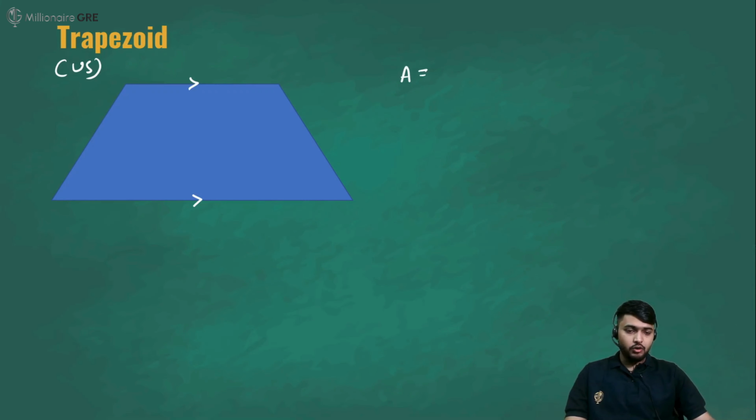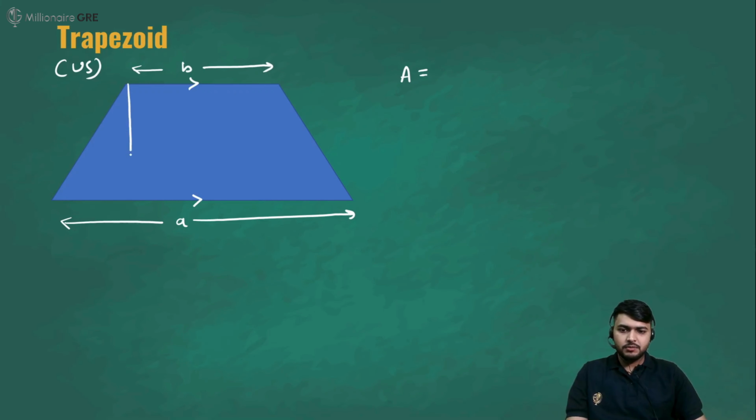You have to know how to find the area of a trapezoid. Let's try and derive it. Though it's not important to know the derivation, you have to know the formula. But still, let's try and derive the area of a trapezoid. Let's take this length as A and this length as B, and the distance between the parallel sides or the height as h.